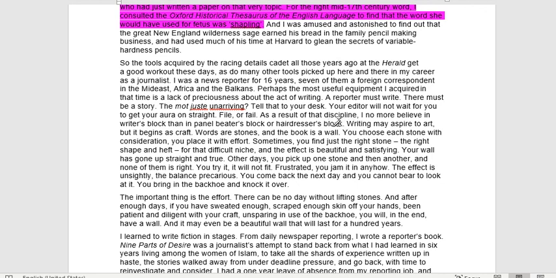Writing may aspire to art, but it begins as craft. Words are stones and the book is a wall. You choose each stone with consideration. You place it with effort. Sometimes you find just the right stone, the right shape and heft for that difficult niche, and the effect is beautiful and satisfying. Your wall has gone up straight and true. Other days, you pick up one stone and then another, and none of them is right. You try it. It will not fit. Frustrated, you jam it in anyhow.